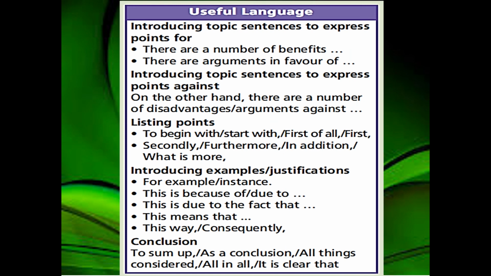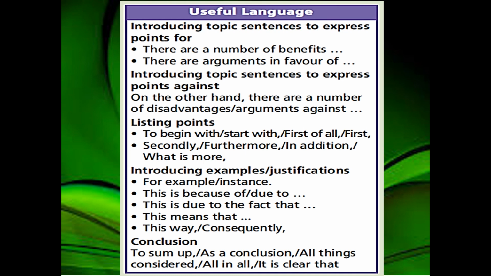You can use these useful phrases to introduce the topic sentence to express points for the topic, namely paragraph 2. You can use: there are a number of benefits, there are a number of arguments in favor of the topic. To introduce topic sentences to express points against: on the other hand, there are a number of disadvantages or arguments against the topic. And to list your points, because you mentioned two arguments and you should use listing linkers: to begin with, to start with, first of all, firstly, at the beginning, and then secondly, furthermore, in addition, what's more.